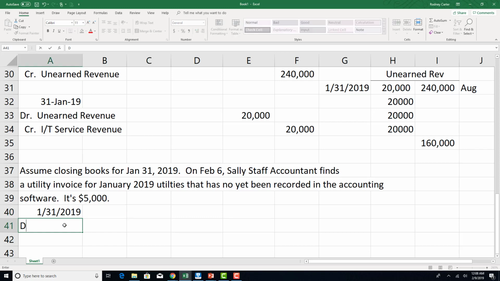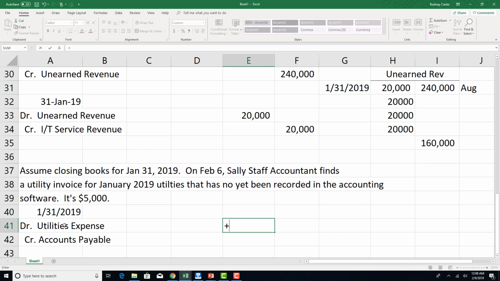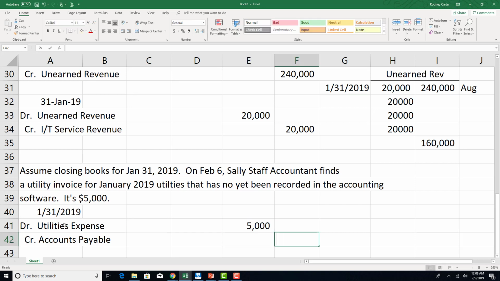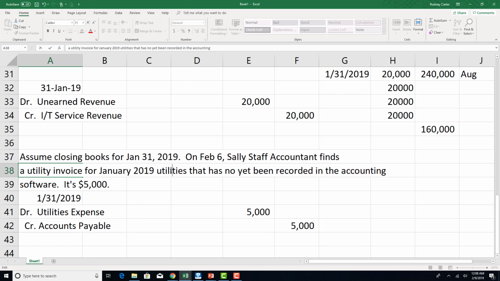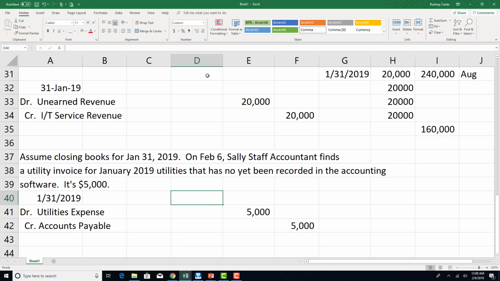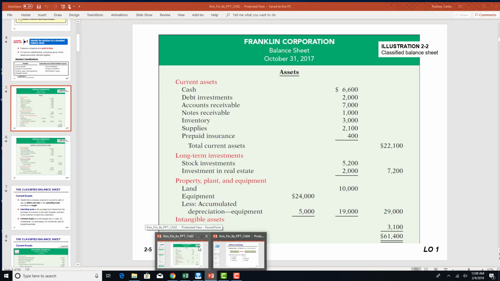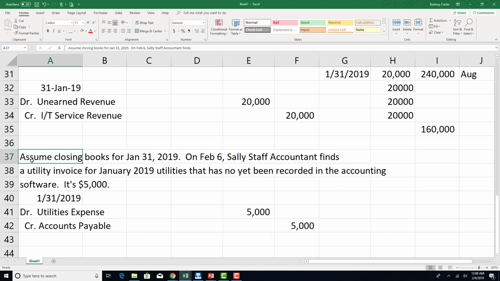I'm gonna debit utilities expense, and I'm gonna credit accounts payable. So I'm making sure that this entry gets in our books that we owe the utility company $5,000, even though it had failed to be recorded and hadn't been caught yet. Utilities. Okay. That's an example of an accrual entry.